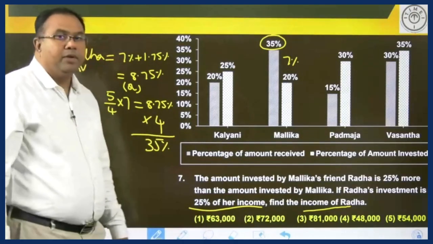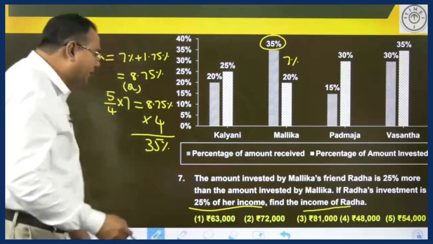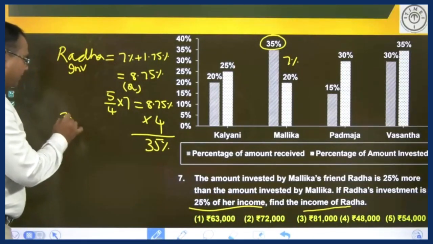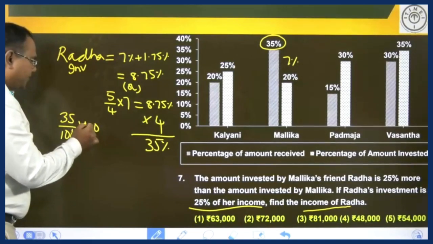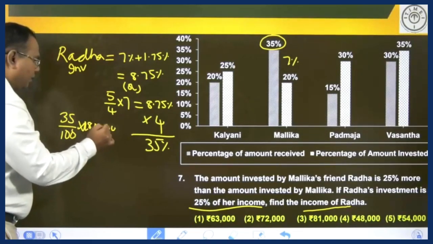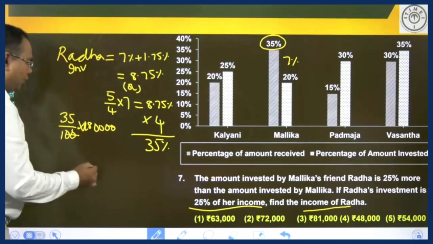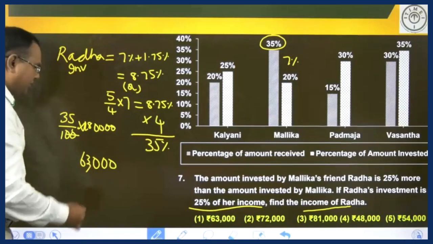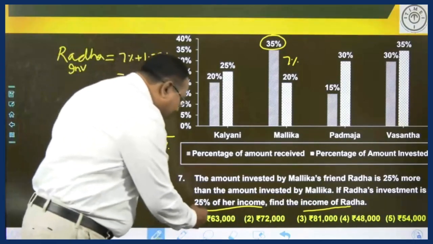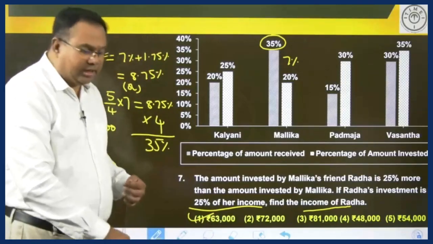So her income is 35%. So find out 35% of 1,80,000. It will be how much? Two zeros, 18 fives are 90, 54 plus 9 is 63. So 63,000. 63,000 is present in the first option. That is how you do it.